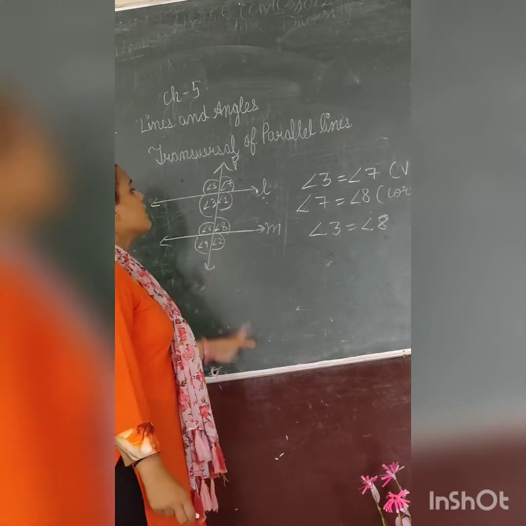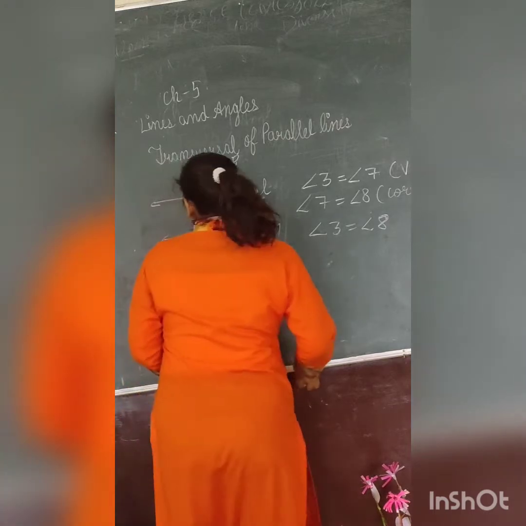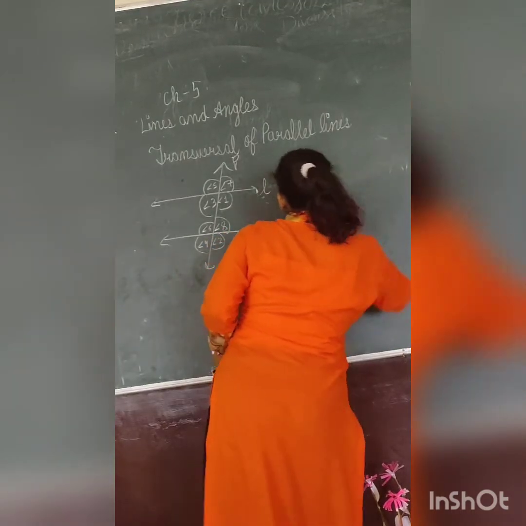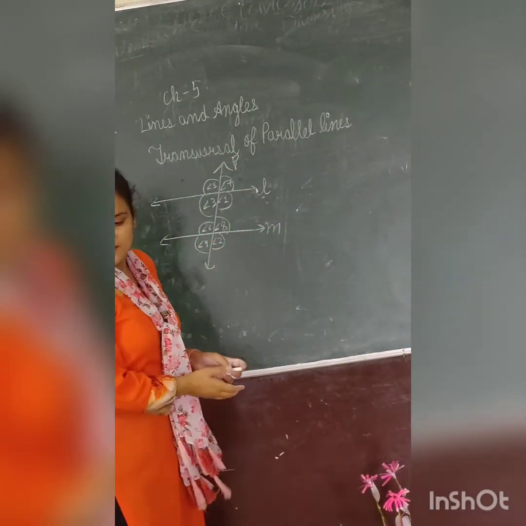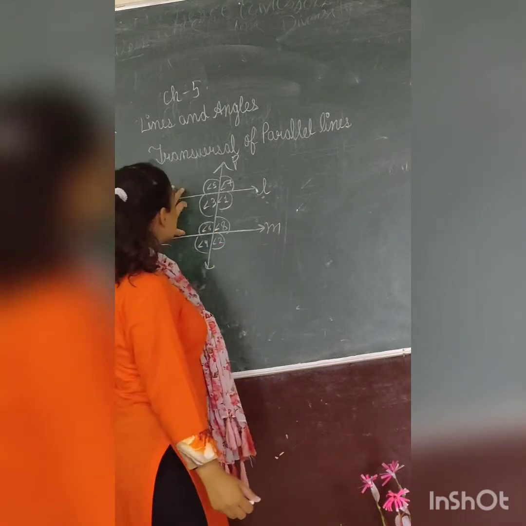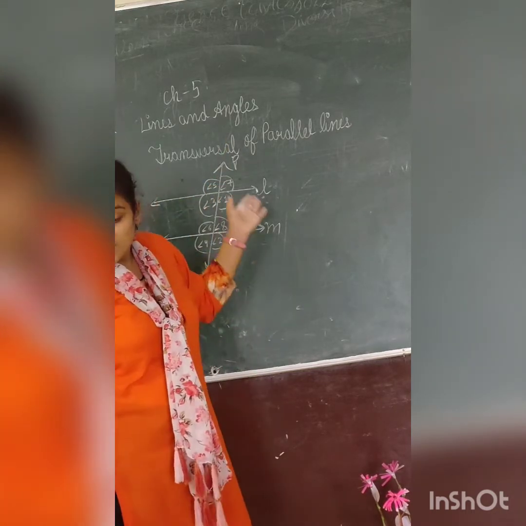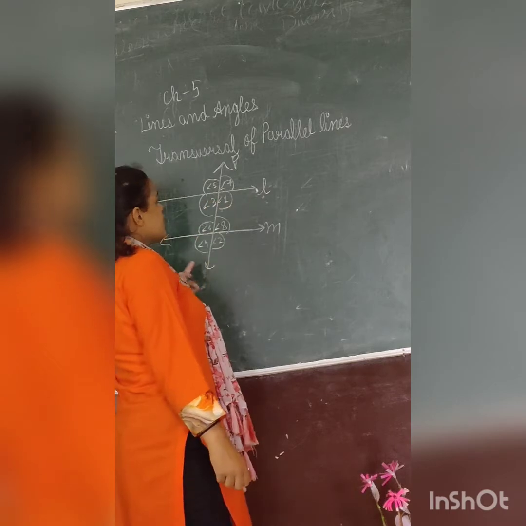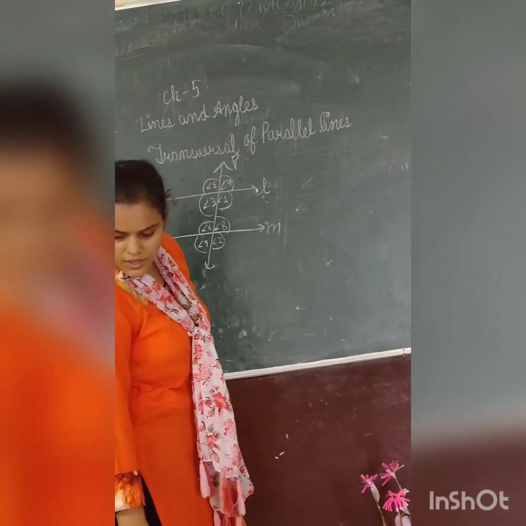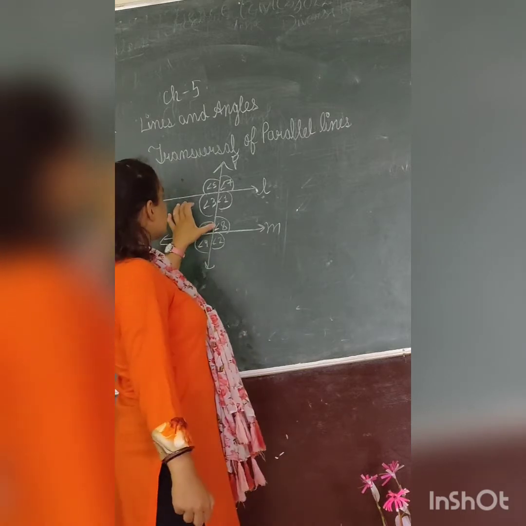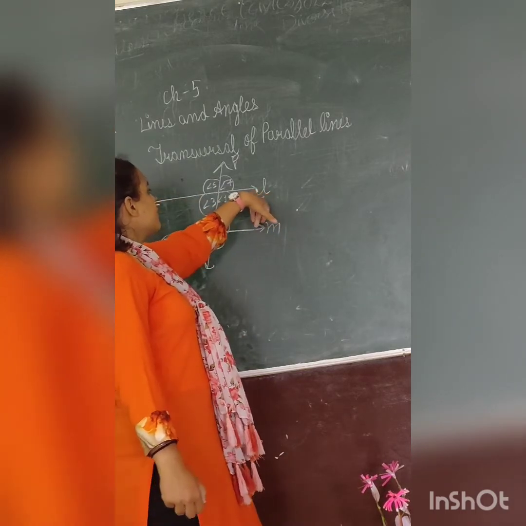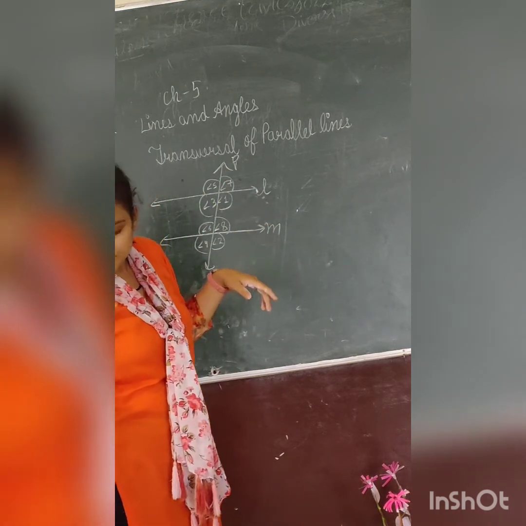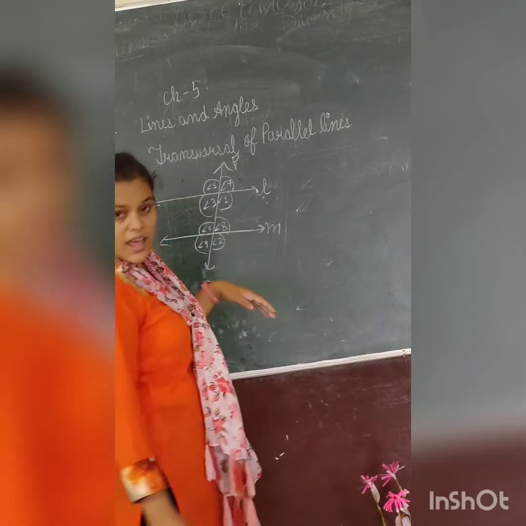angle. Each pair of corresponding angles will measure equal. Okay. Now your next property is, if two parallel lines are cut by a transversal line P, each pair of alternate interior angles will be measured equal. Okay. Now the next property is, if two parallel lines L and M are cut by a transversal P, then each pair of alternate interior angles are equal.